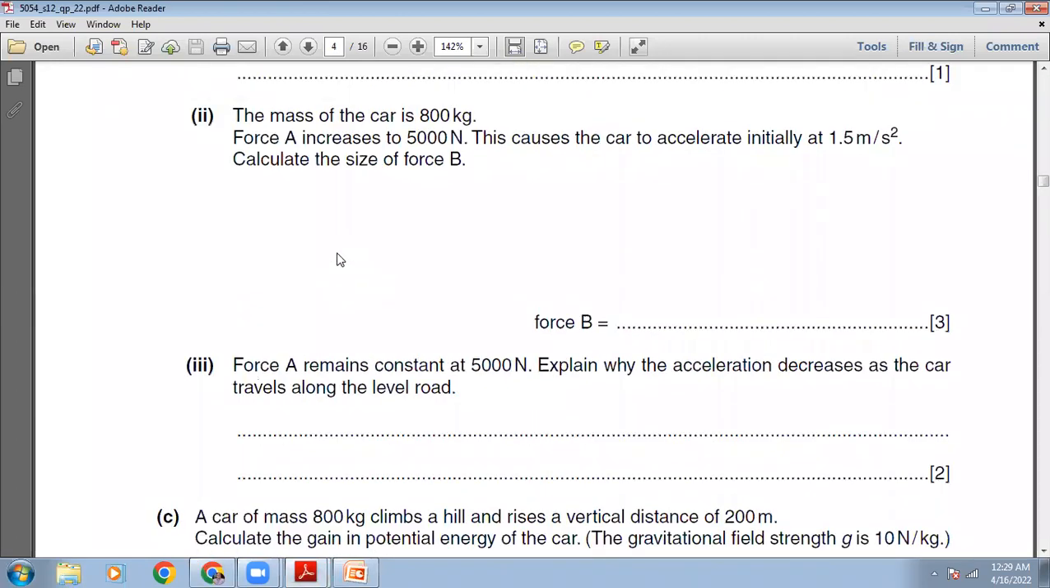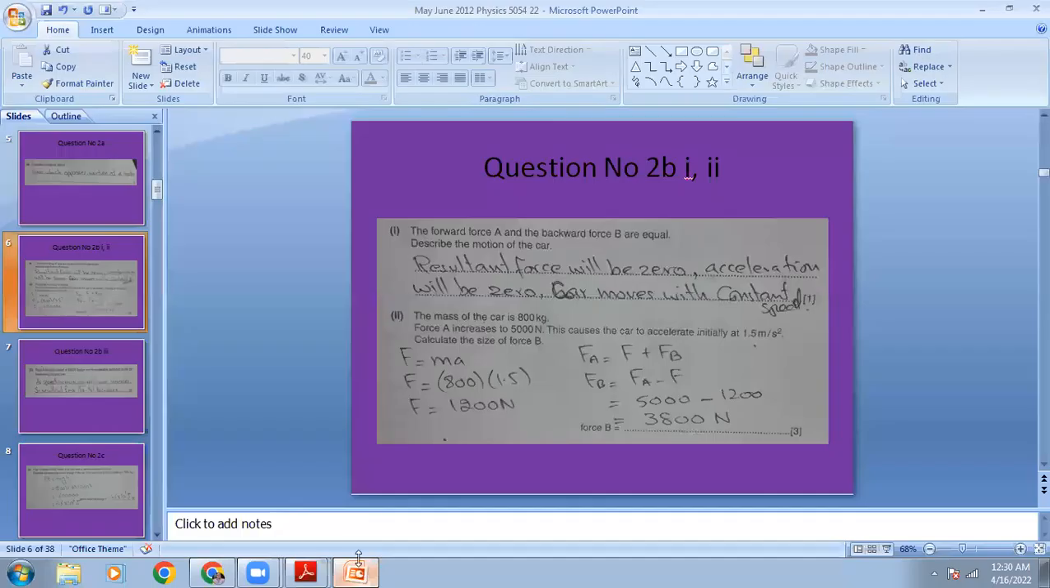The mass of the car is 800 kg. The force A increases to 5,000 Newton. This causes the car to accelerate initially at 1.5 meter per second square. Calculate the size of the force B. First of all, I will calculate how much resultant force is needed to produce an acceleration of 1.5 meter per second square in a body of mass 800 kg. So that's the first step which we have to do.